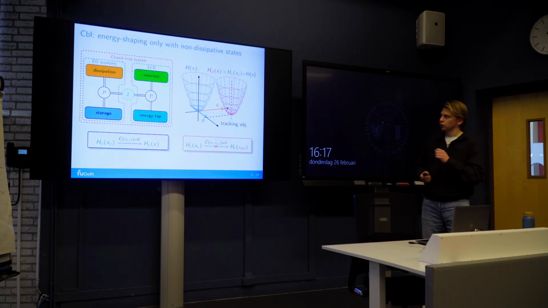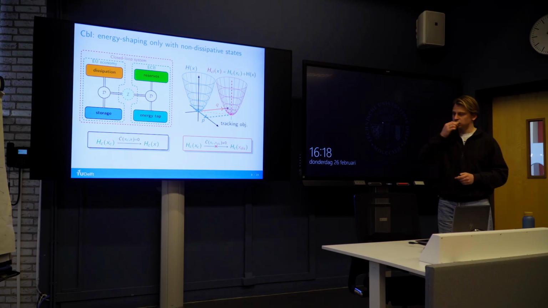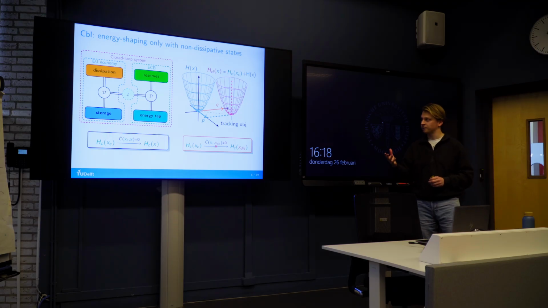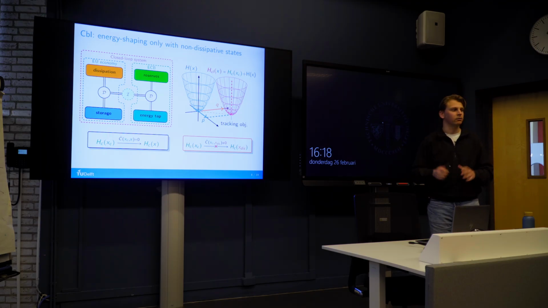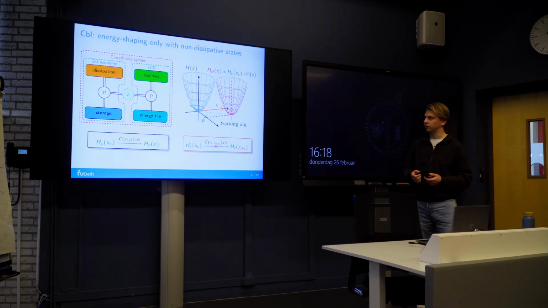So then we have control by interconnection, the second method. And with control by interconnection, we can do some energy shaping, but we are severely limited. We can only use non-dissipative states. So for an example, let's look at the EU economy. Let's formulate this as a port-Hamiltonian system. Let's look at our controller, the European Central Bank, for example. Let's also formulate this as a port-Hamiltonian system.